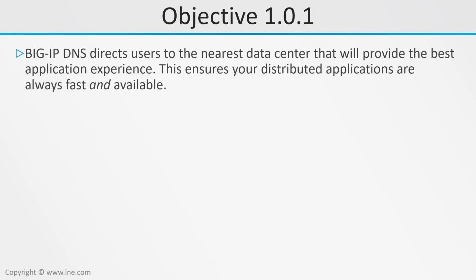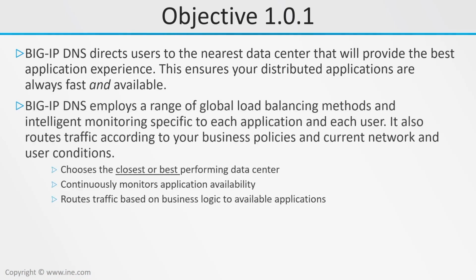DNS is able to direct traffic to the nearest data center, and it provides the best application experience. It allows for fast and available applications. And DNS has a plethora of load balancing methods you can use to make intelligent decisions about where to send your traffic. So you can choose to send it to the closest or the best performing data center. It continuously monitors the application availability of those servers, so you're not left sending requests to servers that aren't available, and it routes traffic based on your business logic to available applications based on your needs.